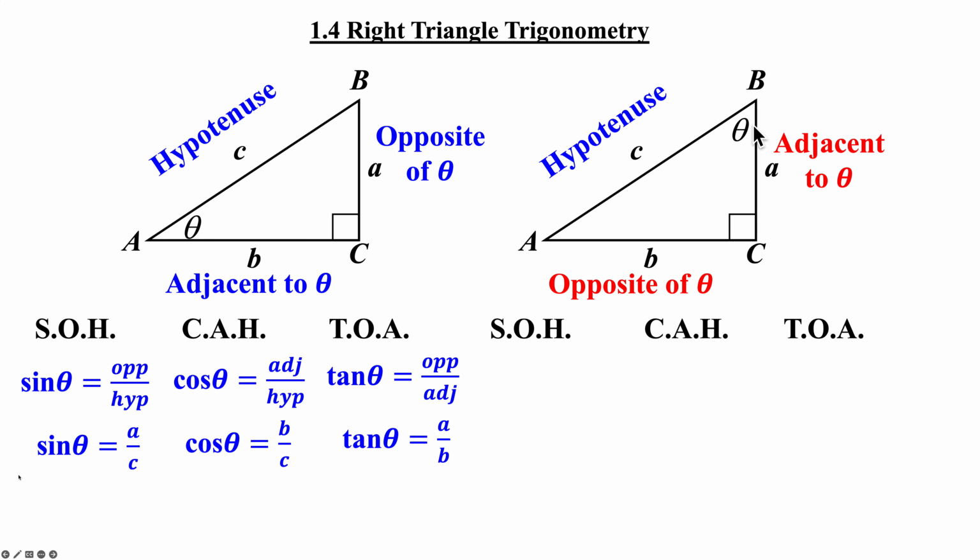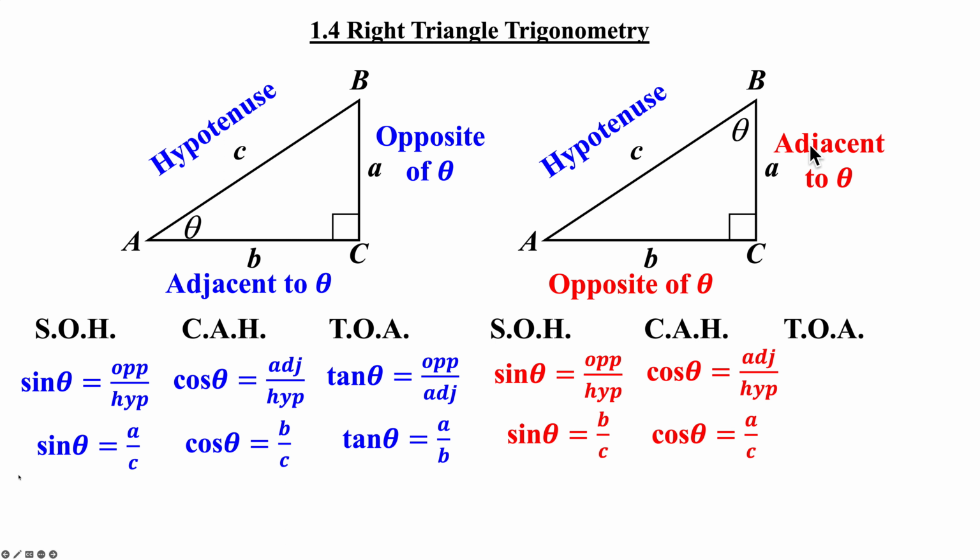If I switch the location of my theta, then of course all my ratios are going to switch as well. So here, the sine of theta in my second diagram is now opposite over hypotenuse, but now it's B over C. For my cosine with relationship to theta, again adjacent over hypotenuse, that would be A over C. My TOA rule is still opposite over adjacent, but that's now going to be B over A. So again, using the SOHCAHTOA rules, you have to find the relationship of the sides with respect to theta, or the angle in which you're looking for.